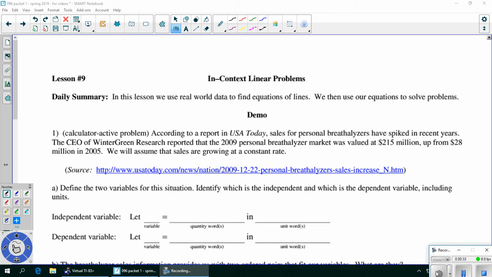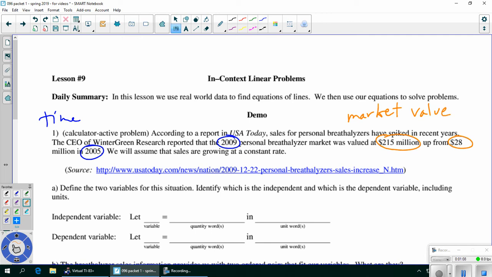Part A, define the two variables for this situation, identify which is the independent and which is the dependent, including units. Okay, so the two variables we have are 2009 and 2015. So that is one of our variables. It is time. And so right here in blue, time is one of our variables. And then the other variable is the 215 million and the 28 million, and that is the value of the personal breathalyzers market. So we've got time and we've got, I guess I should say, market value.